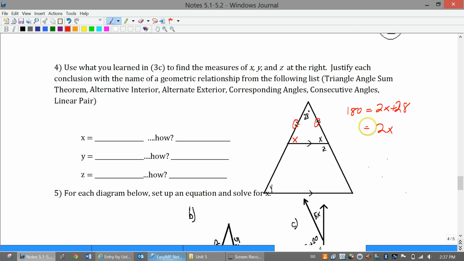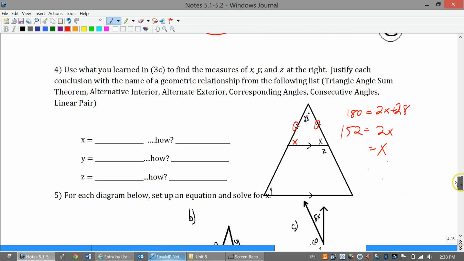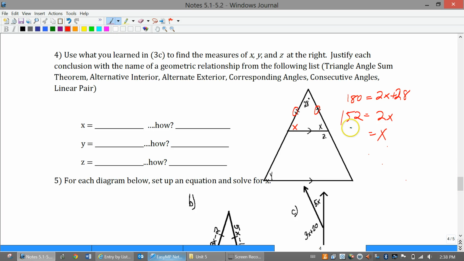Minus 28, 152. Divide by 2, and what do you get? 76? 76. How? Triangle angle sum theorem. That's not listed there; I probably should have. Triangle angle sum theorem. Okay, all right. So this guy, we know that's 76, and this guy in the corner is 76. So I'm going to label him.